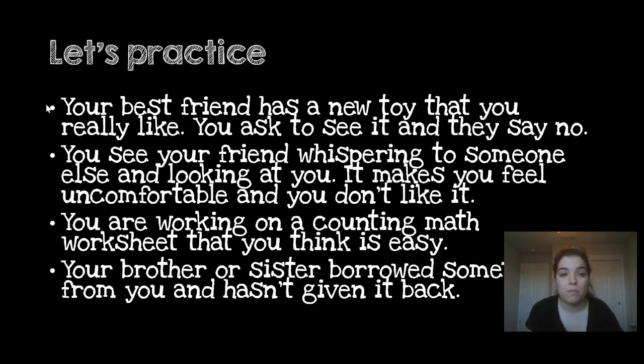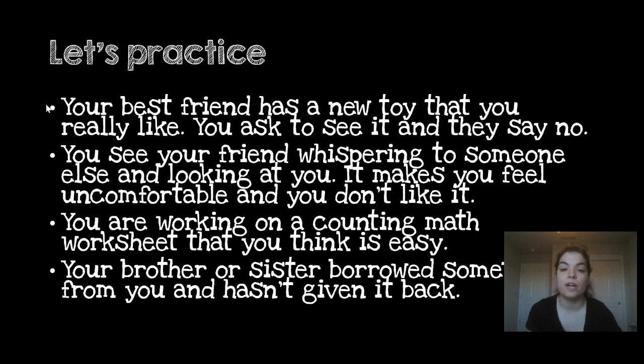Our next problem. You see your friend whispering to someone else and looking at you. It makes you feel uncomfortable and you don't like it. Let's see, what size problem is that? It's probably also a small problem. You feel uncomfortable, but you could go over and tell them that you don't like that, and you could fix it yourself. You don't need to ask for help to solve that problem. So it's a small problem.